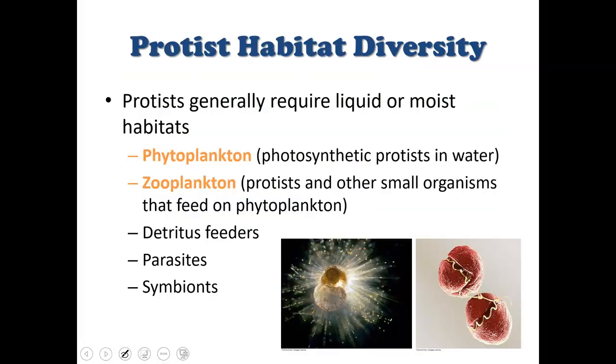There are a couple of terms that I do want you to know, though. The term plankton, if you've ever heard of that, refers to the microscopic floating organisms. There are two types of plankton: the phytoplankton, which are the photosynthetic ones, and the zooplankton, which swim around and eat the phytoplankton. The reason plankton is important is because they form the base of the food chain in marine ecosystems. There are no plants that live in the ocean, so the base of the food chain, the photosynthesizers, are protists.